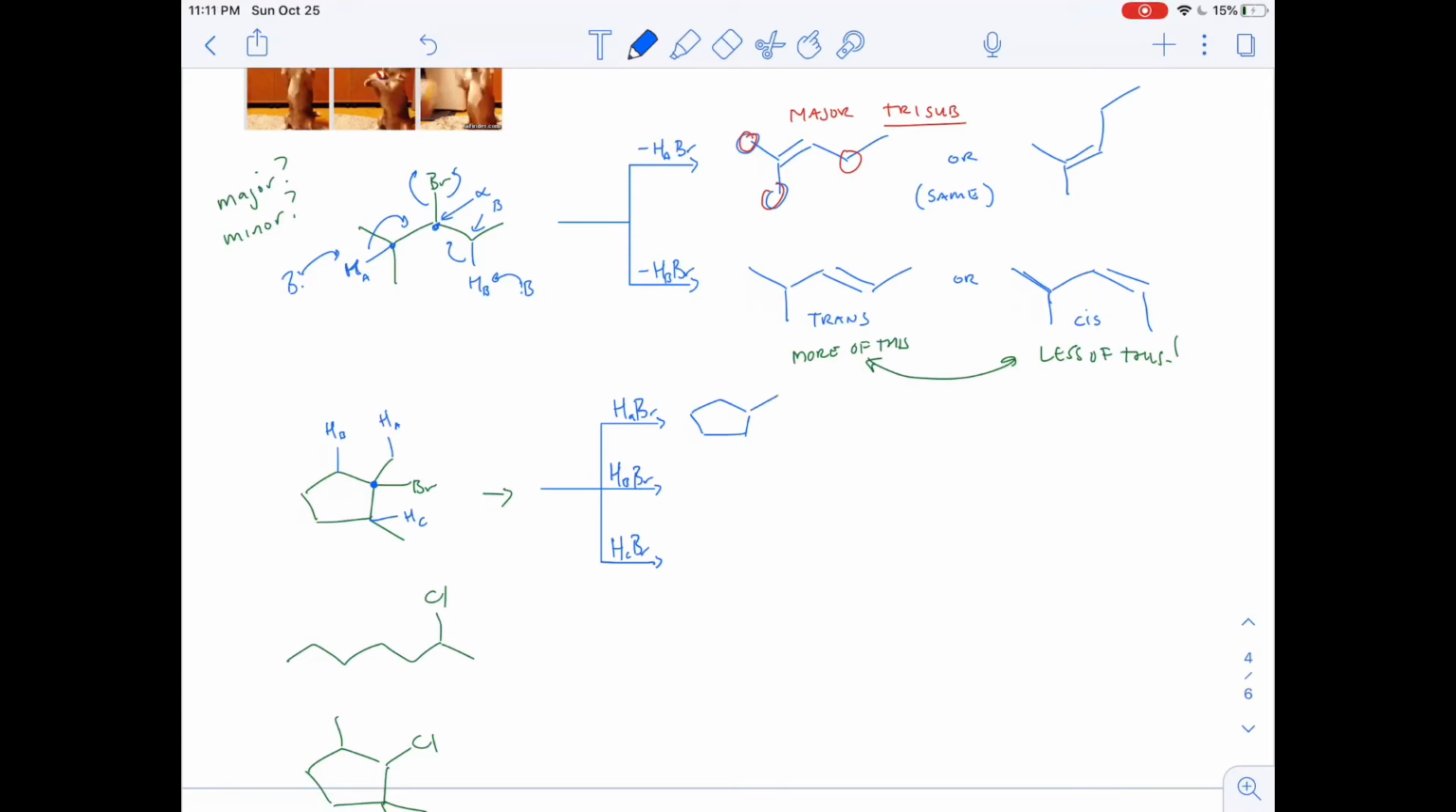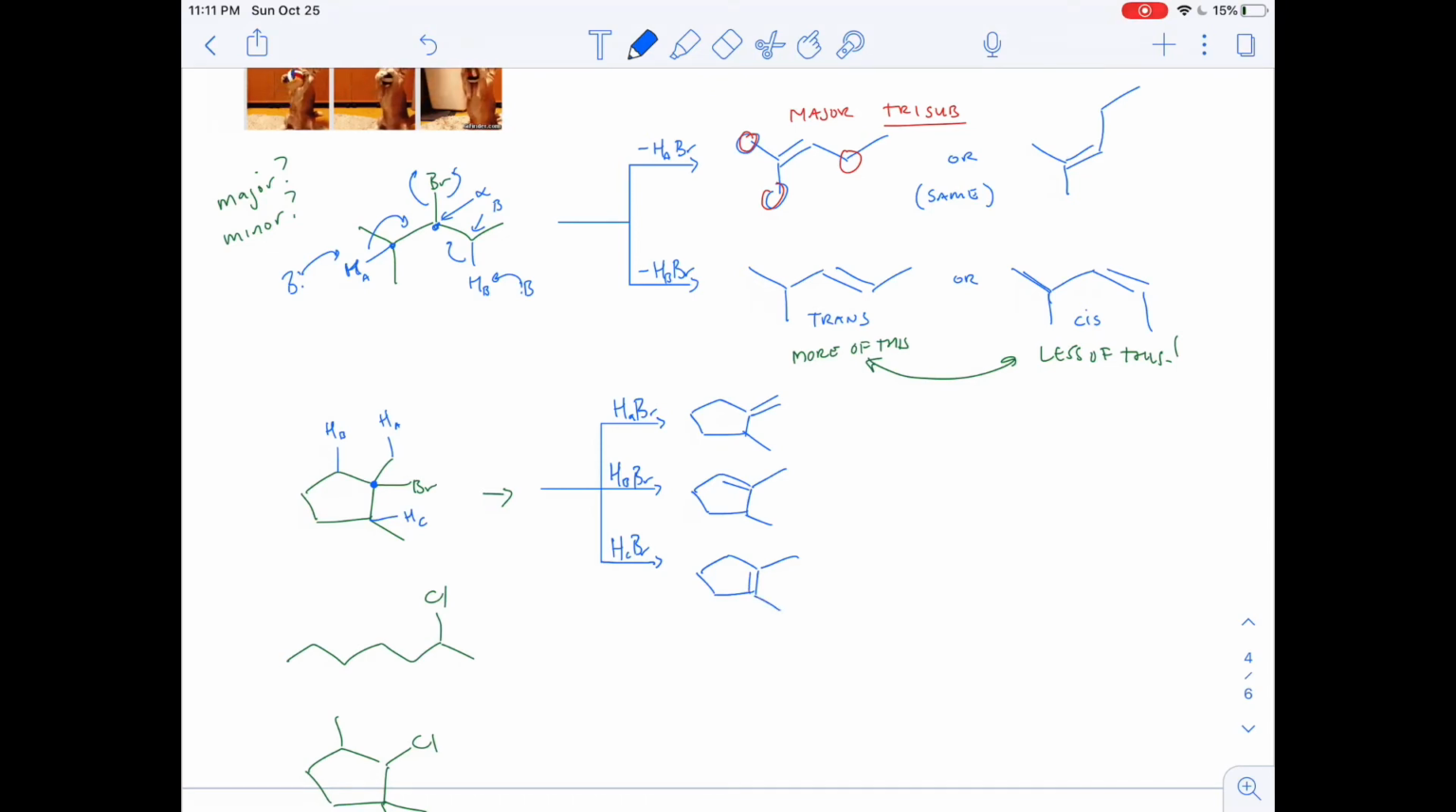So let's go ahead and jump to these products. We've got an alkene where that methyl was, and then for the removal of HB, we've got an alkene on that side. Oh, I forgot the methyls, my bad.